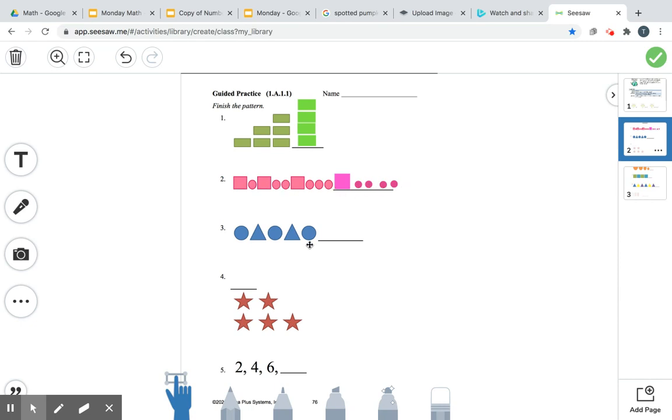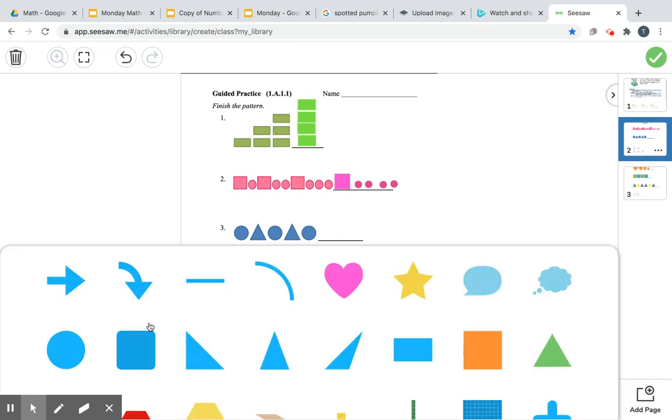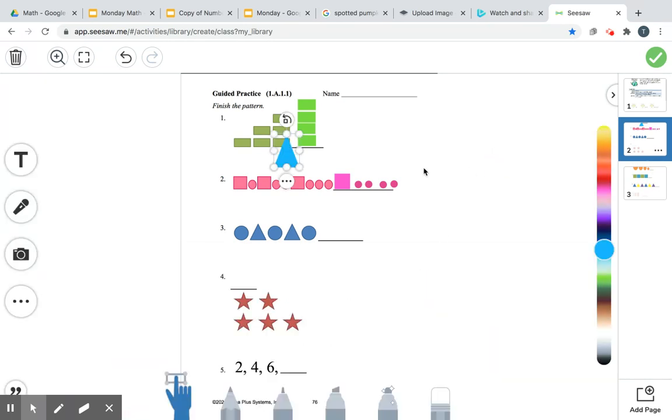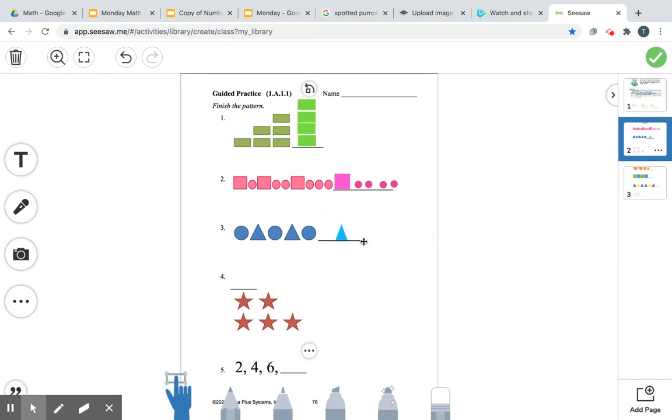This next one's going to be pretty easy. Look, this is just an AB pattern. It just repeats itself. We got circle, triangle, circle, triangle, circle. Big mystery. What's coming next? You guys all know this, and look, it's already blue. Triangle. How do you make them a little smaller? Make them match. There we go. So we got circle, triangle, circle, triangle, circle, triangle.